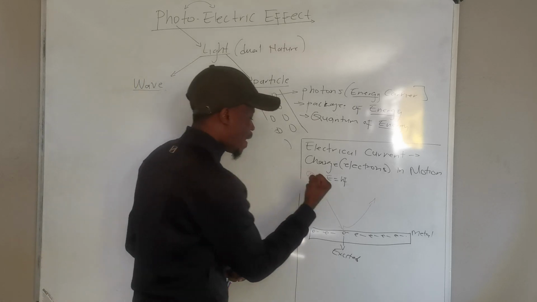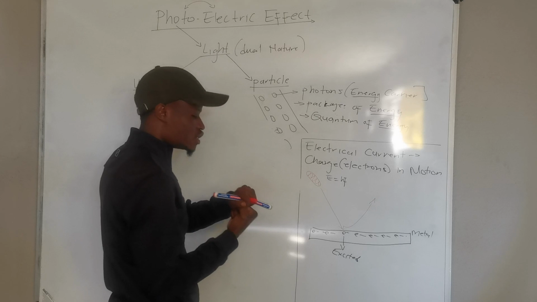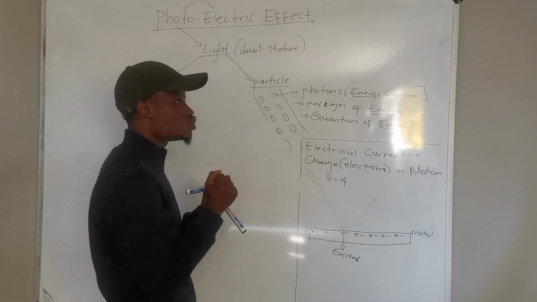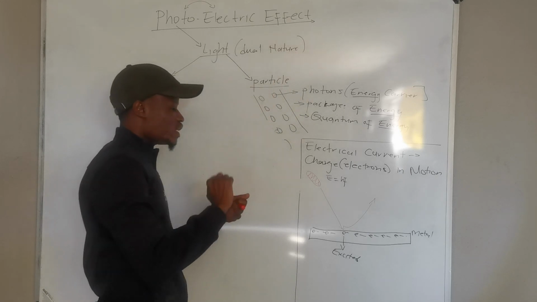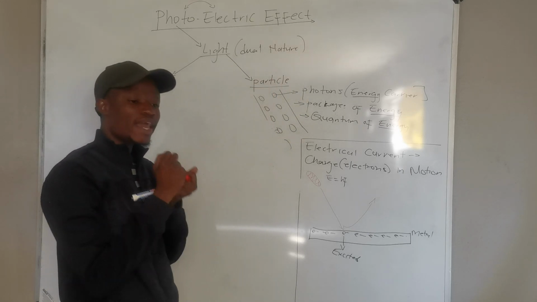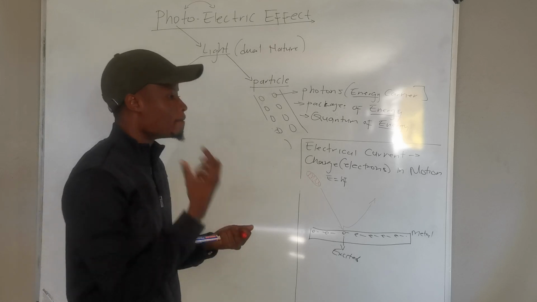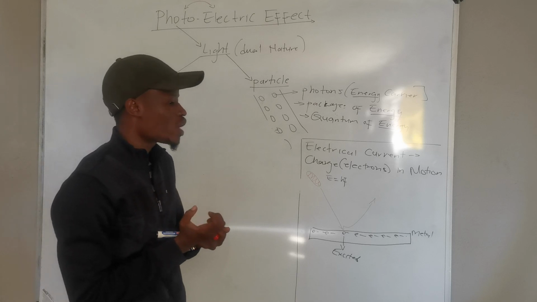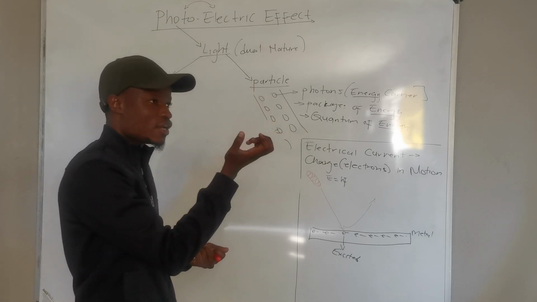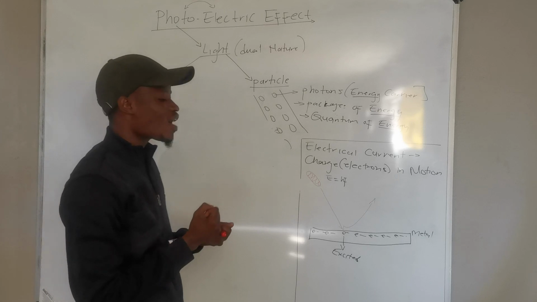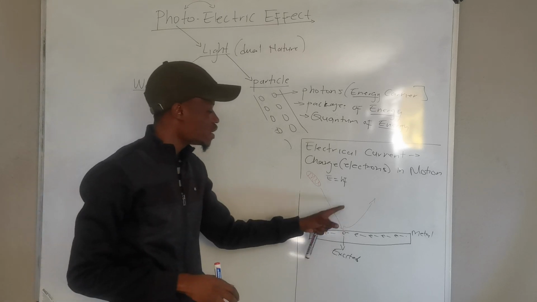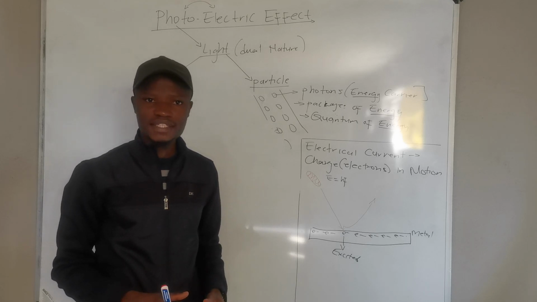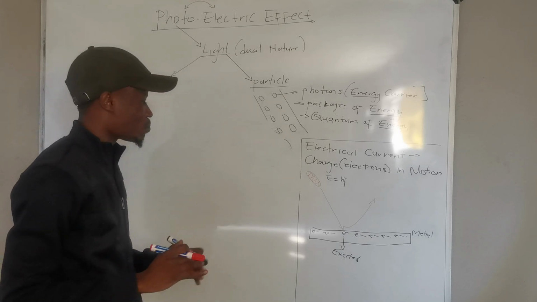So the electron is attached to the metal. When it receives energy from a photon, it wants to escape. So when it wants to escape, it means that the energy it has received must be greater or sufficient so that it can escape that metal, overcoming the energy that this electron is bonded to the metal. Are we together, guys?